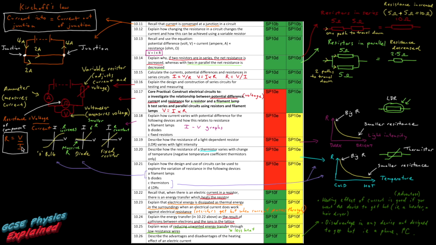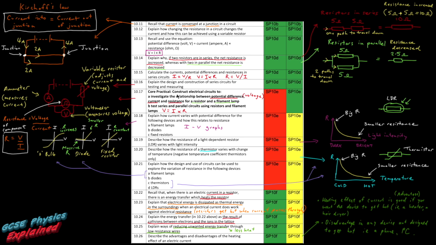And if you've got to get multiple readings so you can create a graph or something, then you put a variable resistor in as well. So you take your current and your voltage reading, and then you adjust the variable resistor, and then take another reading.